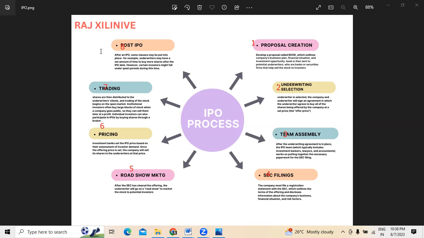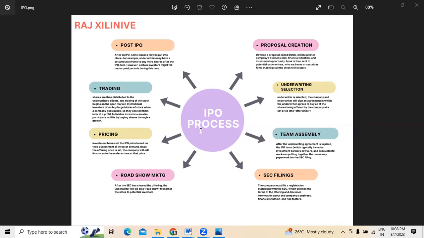To do the allotment, there is a minimum number of shares that has to be purchased, which we call a lot. A lot consists of multiple shares, multiple stocks. Like this, there are multiple lots which people have to buy. So this is generally the IPO process.